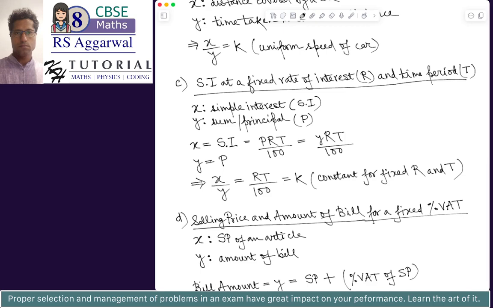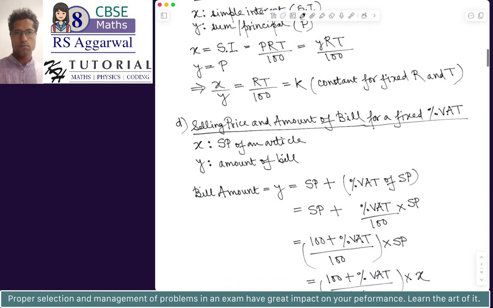Now from the concept of simple interest, you know that the formula is PRT by 100, where P is the principal, R is the rate of interest per annum, and T is the time period. Since x is representing the simple interest, we will have x is equal to SI, which is equal to PRT by 100, which is equal to YRT by 100, because y is representing the sum or principal. So from here we get x by y is equal to RT by 100, which will be a constant since R and T are fixed. R and T are not changing. Hence RT by 100 is a constant K.